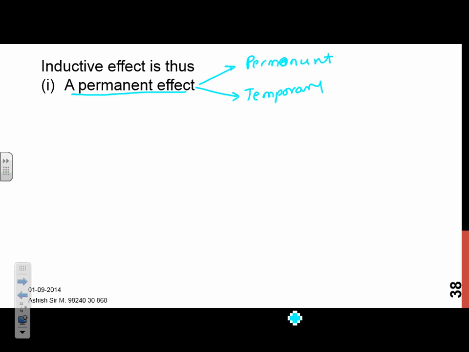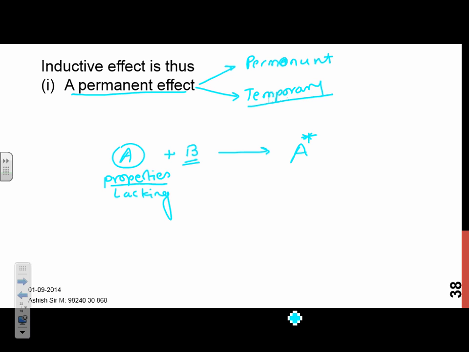Temporary effect. In a temporary effect, suppose I have a compound A. Normally it does not have certain properties. It's lacking in certain properties. But अगर इसके बाजू में if there is another reagent B, if B comes over here, this compound A develops one particular kind of property.